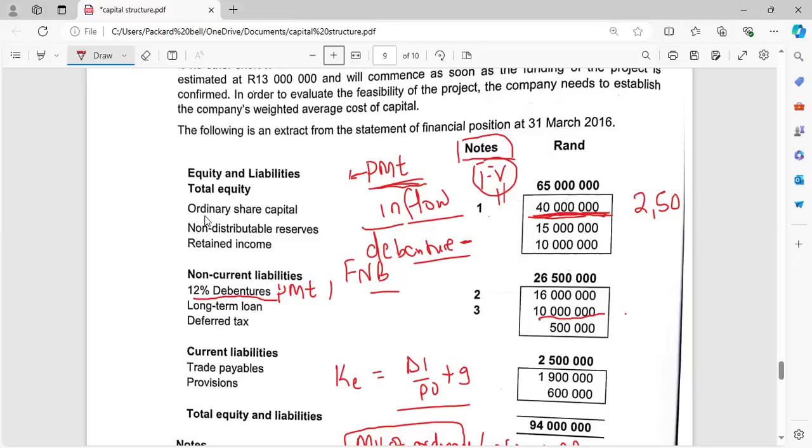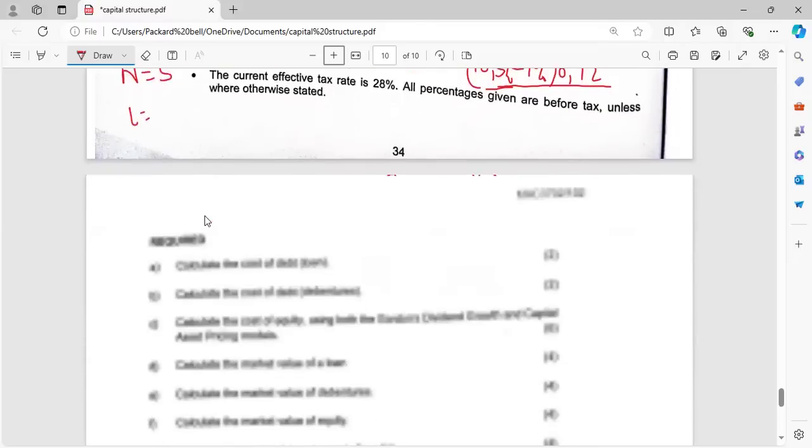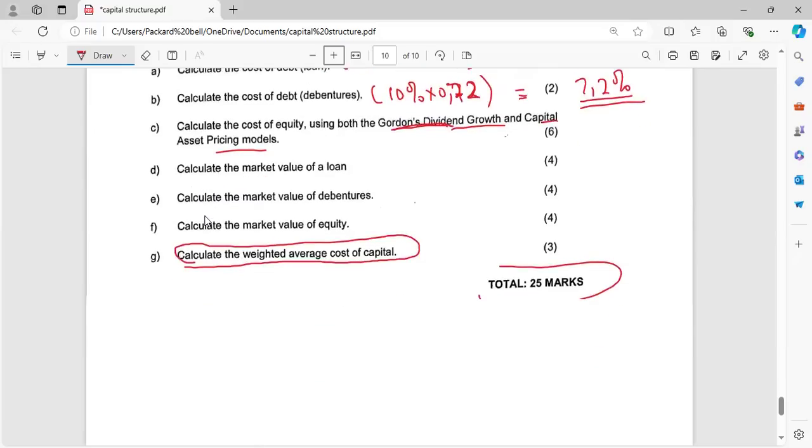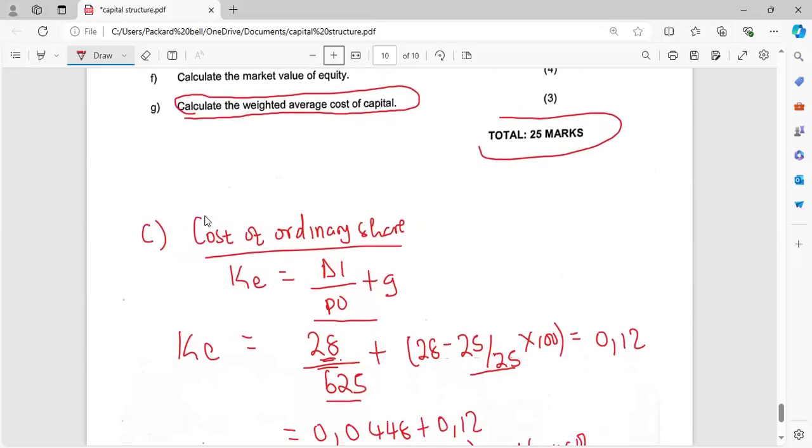Sorry, let's go back to C. From that amount, 28 minus 25, divided by 25, times 100, plus the dividend. But I get 12 instead of 0.12. I don't know what I did here. Okay, 28 minus 25, divided by 25, times 100. I did not multiply by 100 here.